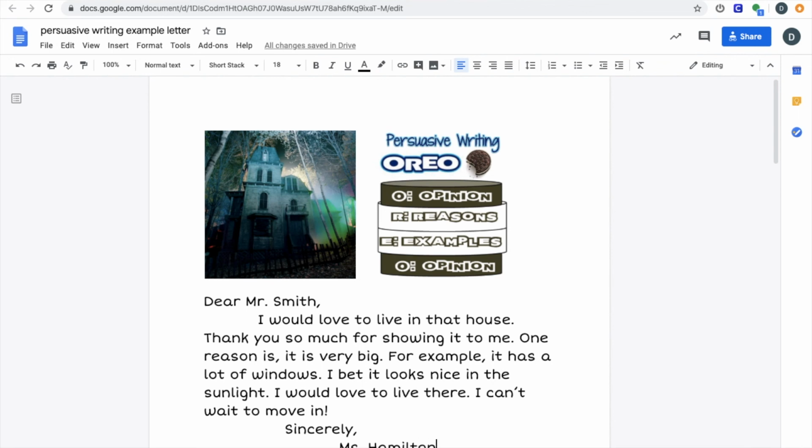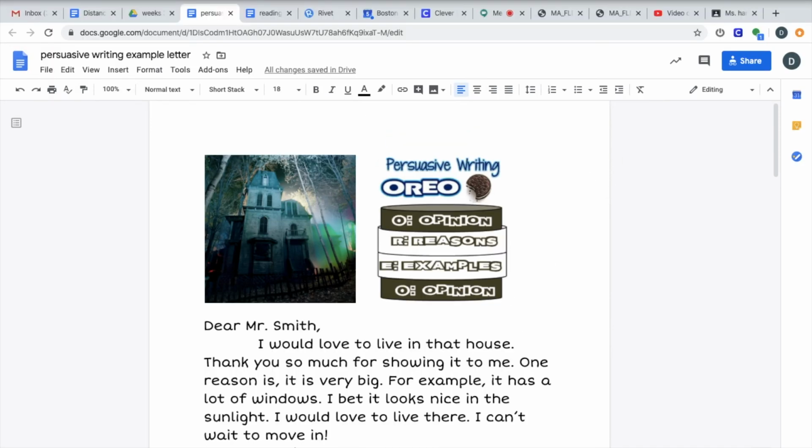Today we practiced writing persuasive letters. I wrote a letter for each opinion. One that I would not want to live in the house, and one that I would want to live in the house. You can do the same and use an Oreo to write your own persuasive letters, first graders.